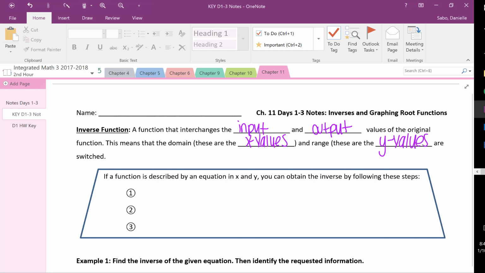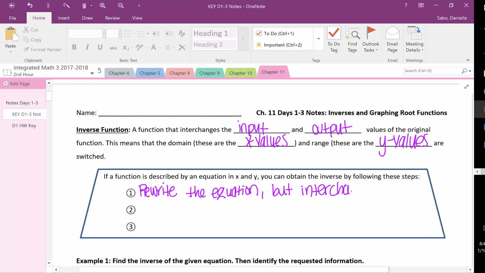obtain the inverse by the following steps. Hold on, this is coming apart on me. There we go. Okay, you can rewrite the equation, but we need to interchange, which just means switch, if you need to make that note, x and y, or y and x. So all you're going to do when you're given a function, you need to switch x and y first.